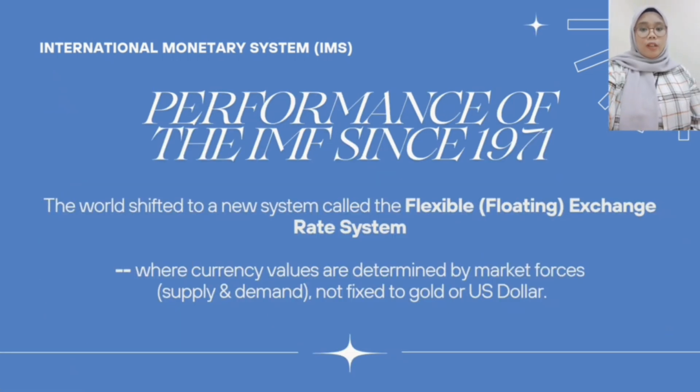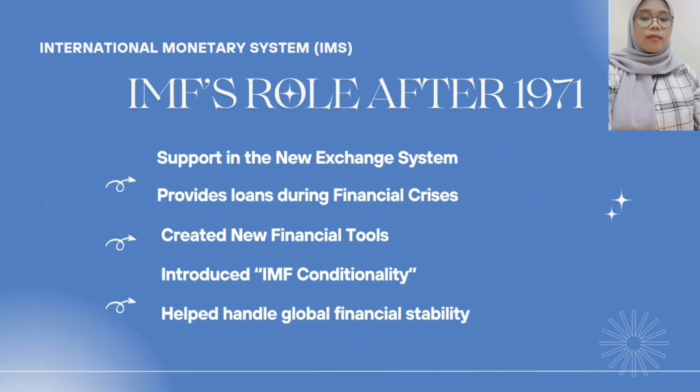The world shifted to a new system called flexible or floating exchange rate system, where currency values are determined by market forces, supply and demand, not fixed to gold or US dollar. The IMF's role after 1971 support in the new exchange system, provides loans during financial crisis, created new financial tools, introduced IMF conditionality, and helped handle global financial stability.